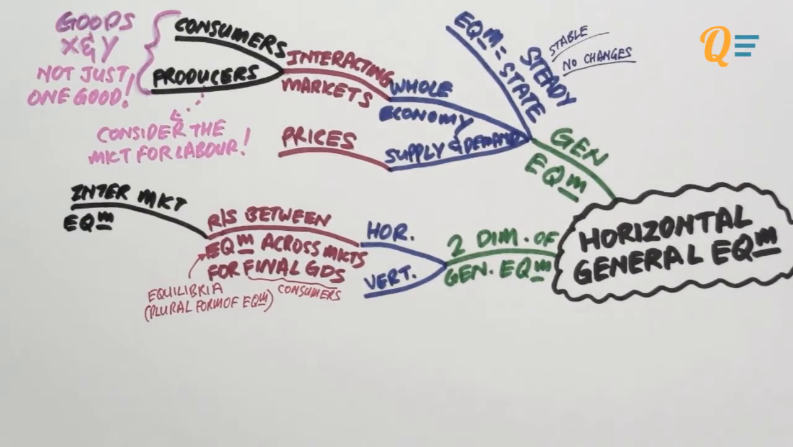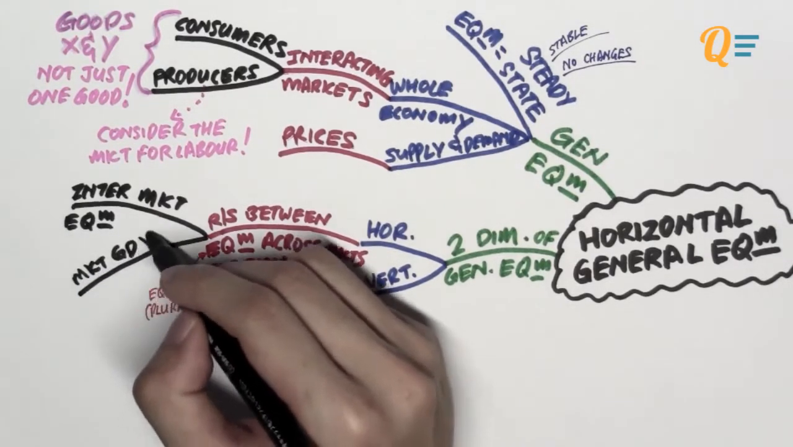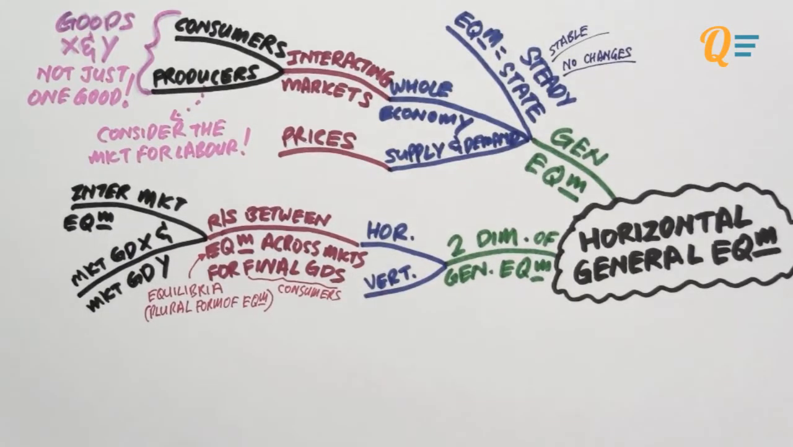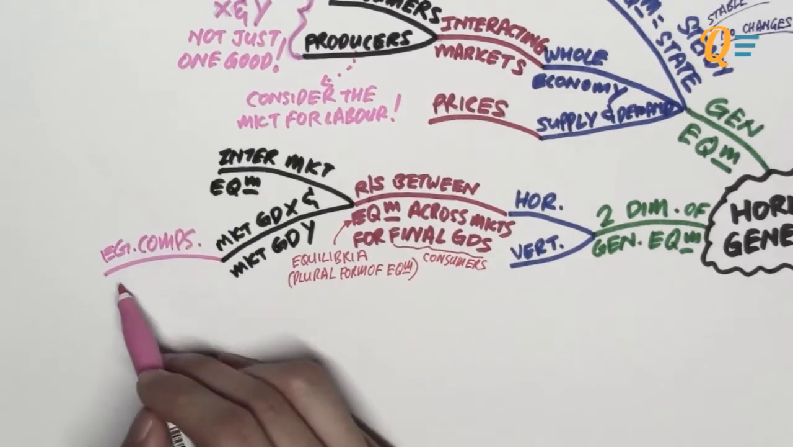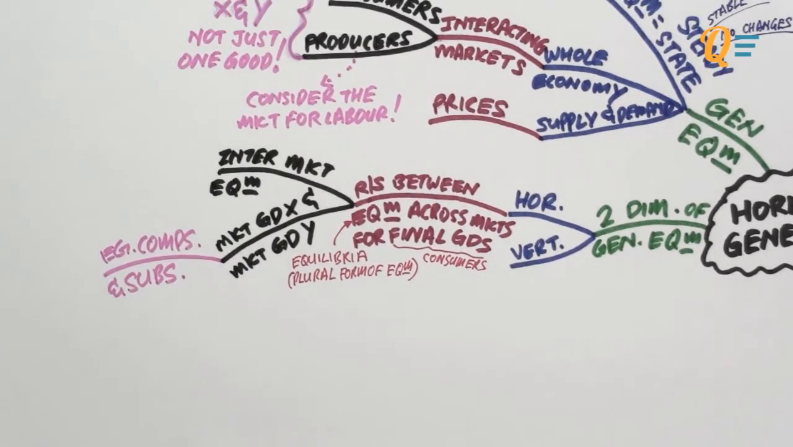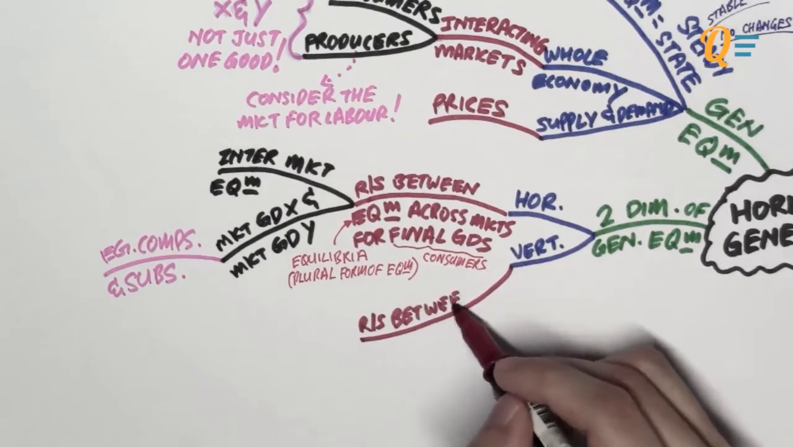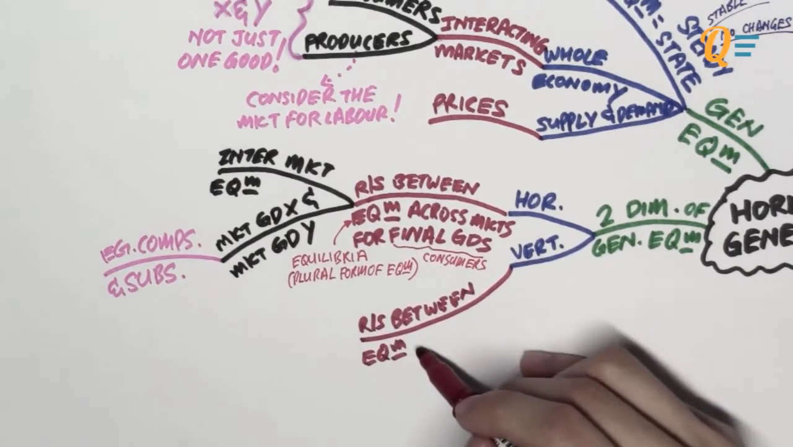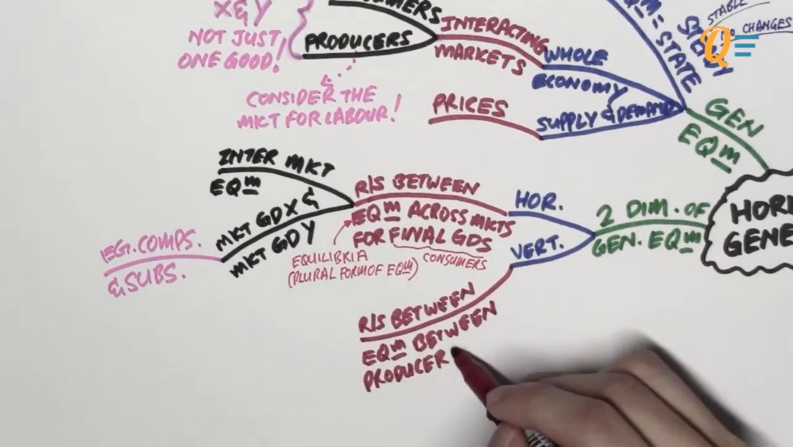Intermarket here, we're talking about the final goods, right? So obviously we're talking about the market for good X and maybe a market for good Y. Let's just keep it to two markets for two different goods so that things will be a little bit easier. You see, good X and good Y, their markets might be interrelated because maybe they are complements or they might be substitutes, right? So you know that the demand for good X would affect the demand for good Y if they are either complements or substitutes. Vertical general equilibrium, on the other hand, talks about the relationship between equilibria between producers and consumers.